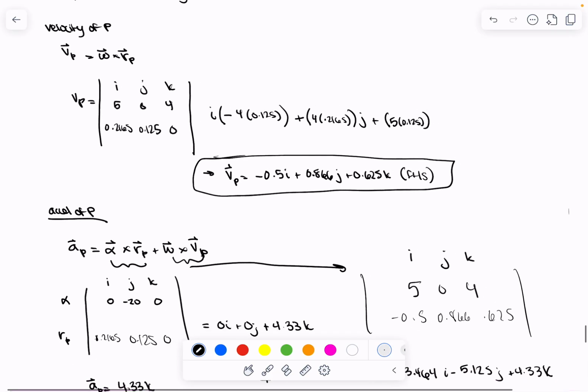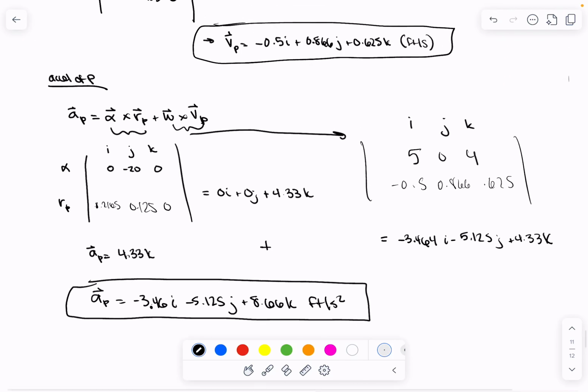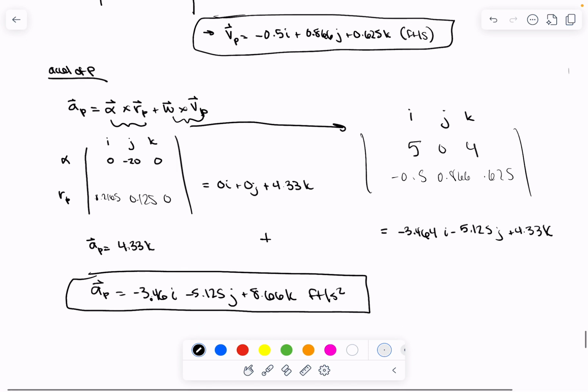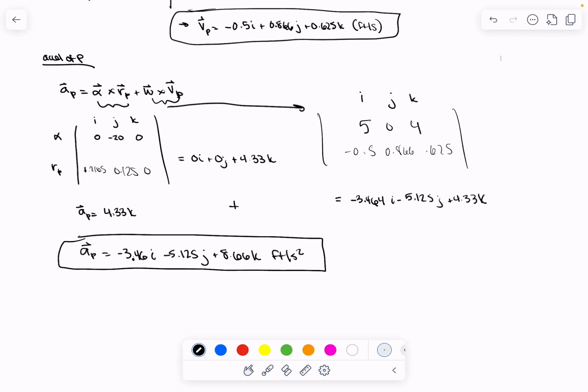And then for the acceleration of P, we broke this down into 2 separate components and computed those cross products individually, added them together, and combined like terms. The final answer for acceleration of P is equal to negative 3.46I minus 5.125J plus 8.66K, all in feet per second squared.